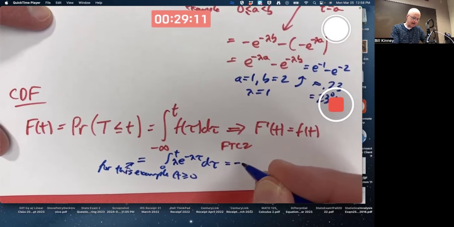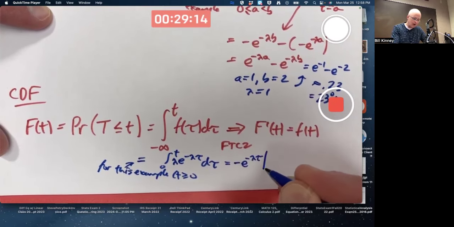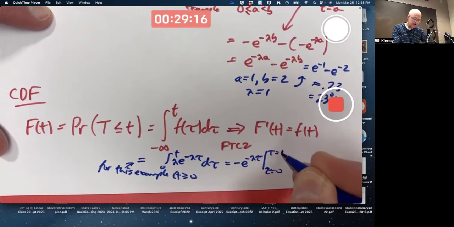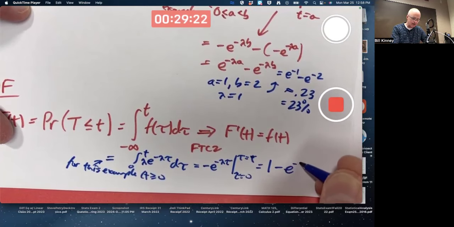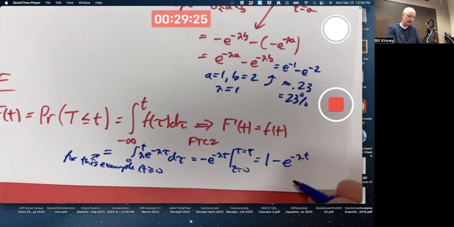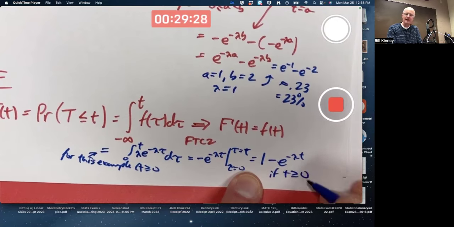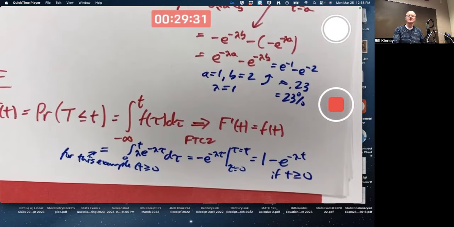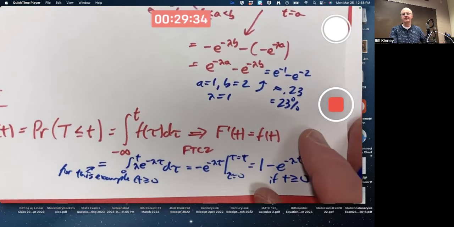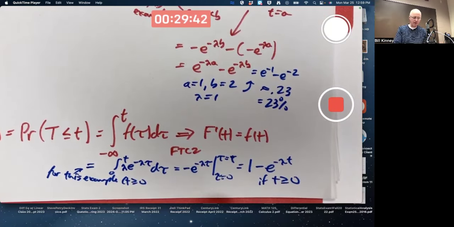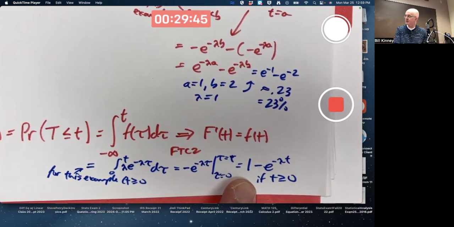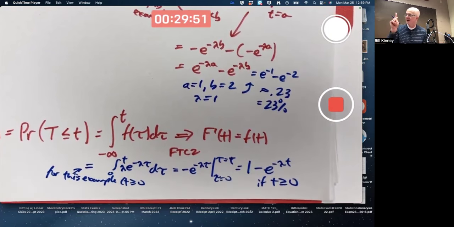That's going to be negative e to the negative lambda tau, where tau goes from 0 to t. If you plug in the numbers and simplify, what you get is 1 minus e to the negative lambda t, if t is greater than or equal to 0. That is an antiderivative of the PDF. Not the only antiderivative, but it's a special one that has some special properties. One property of which is that it approaches 1 as t goes to infinity, as it should, because the area under the PDF is 1.